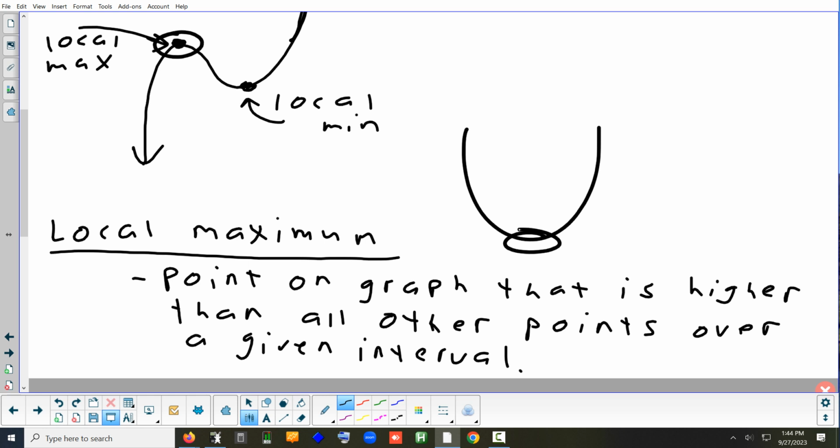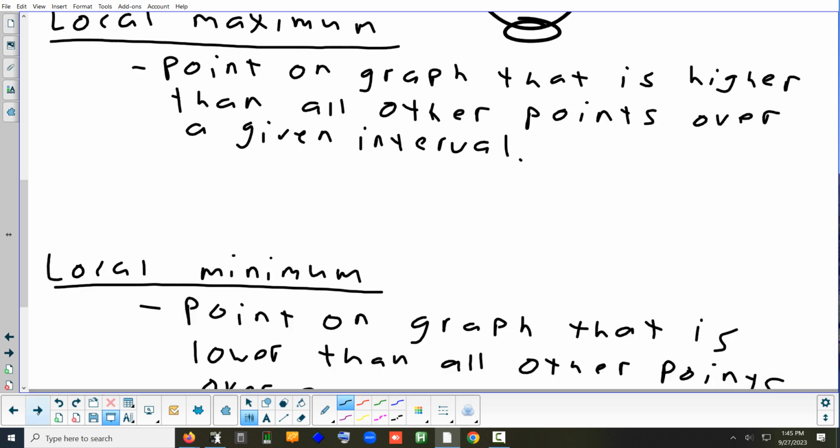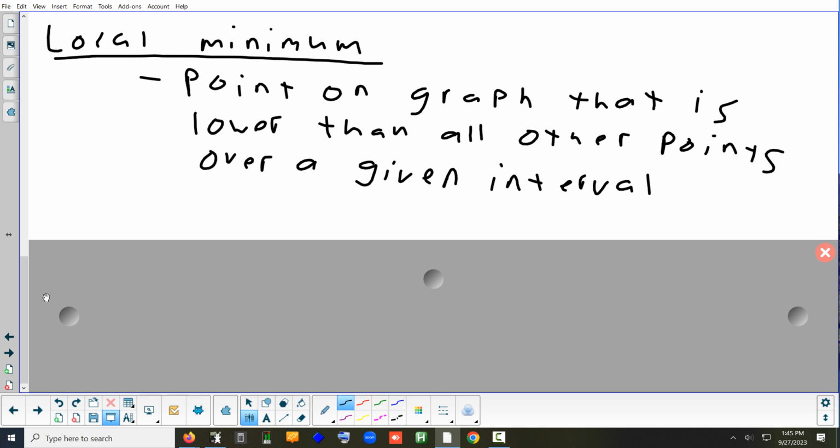That's not only a local minimum, we also call that a global minimum. Global means it is the lowest ever. It does not go any lower at all. So it is a local minimum, but most of the time we call that a global minimum. So local maximum, it's higher than everything around it. Local minimum, lower than everything around it.